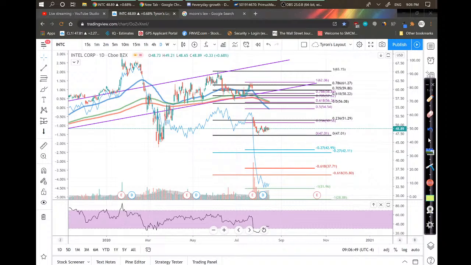So if we can break up above this 23.6, then the next stop would be the 50. A break above this 51.29 here with decent volume and momentum would send Intel to $54 easily. And then eventually up to about $56 to cover this gap over here. And if it really wants to cover the gap fully, then it can go back up to $59 or $60 even, provided we get some good news or a development from Intel.